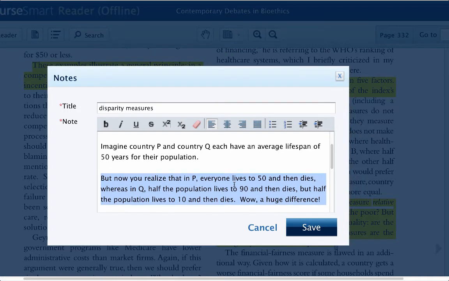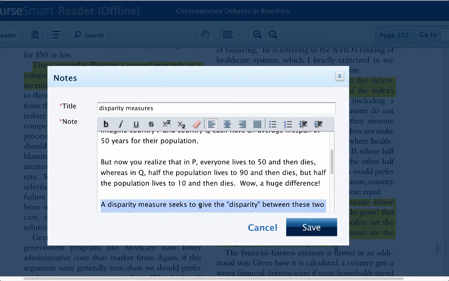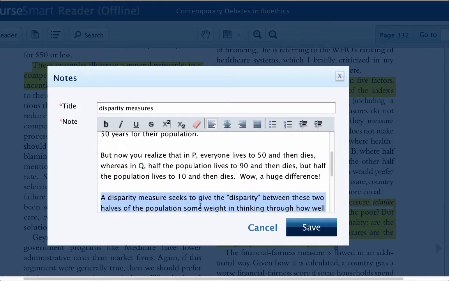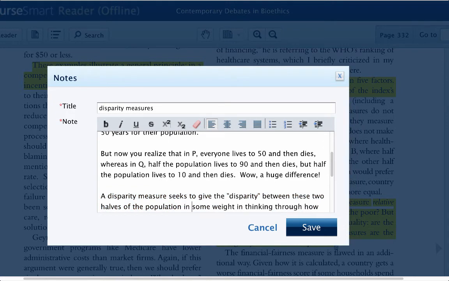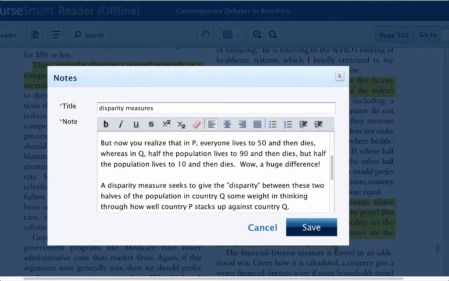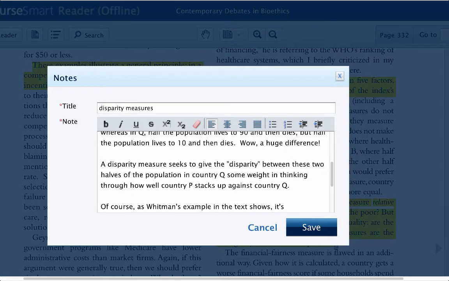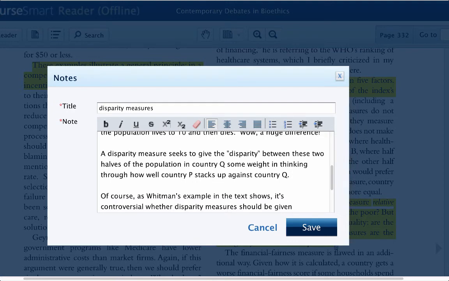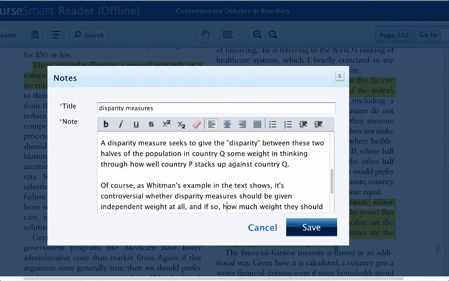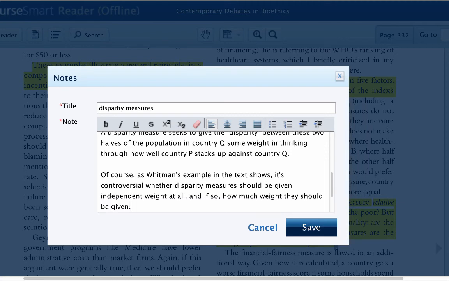Okay, so a disparity measure seeks to give the disparity between these two halves of the population, in country Q, some weight in thinking through how well country P stacks up against country Q. Of course, as Whitman's example in the text shows, it is controversial whether disparity measures should be given independent weight at all, and if so, how much weight they should be given.